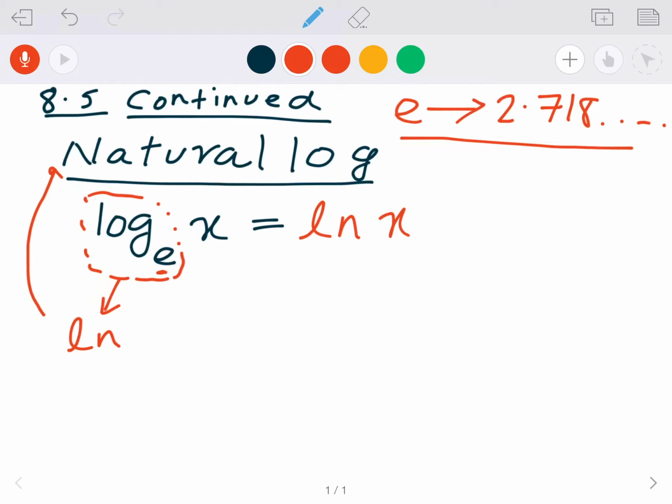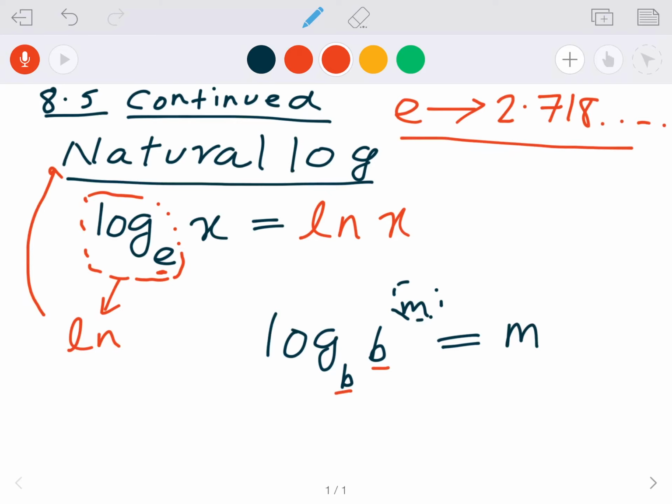Let me review one property I did in the last video. As I said, if we have log base b of b to the power m, or whatever is there in the power, this is always going to give the value m. Because whatever there is in the power, that's the value, as long as these two are the same.